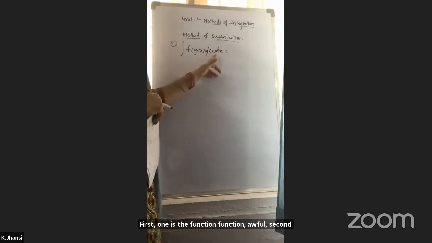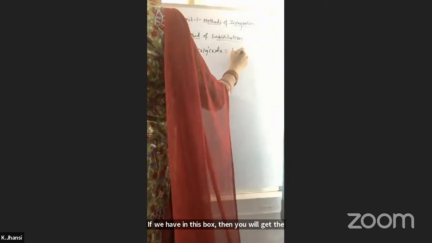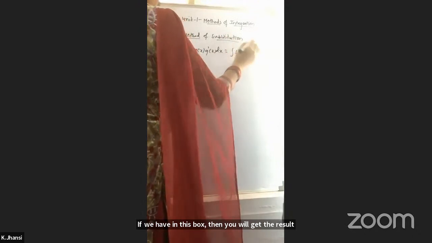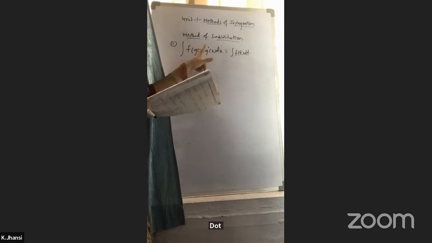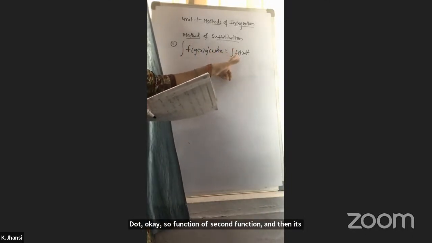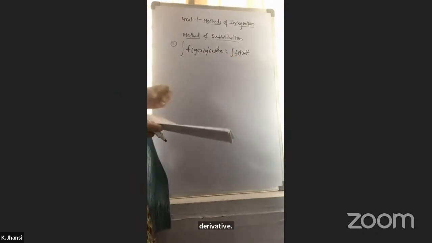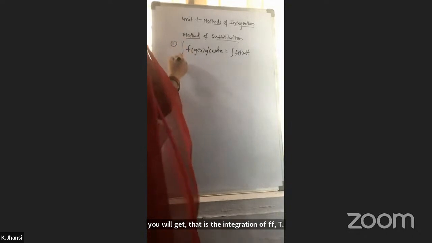If it is in this form, then the resultant will be equal to integration of f of t into dt. So function of second function and its derivative, if it is in this form, then whatever resultant you get is the integration of f of t into dt. So you can take one example here.